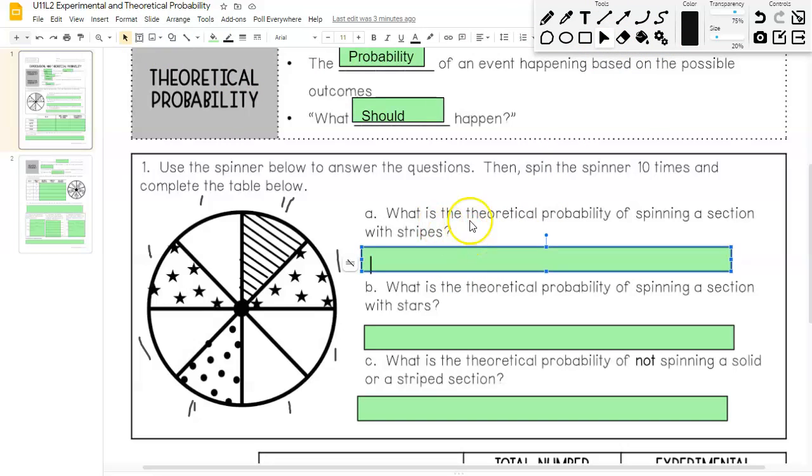So what is the theoretical probability of spinning with stripes? Well, there's one section with stripes, so that was 1 out of 8. Theory is based off of the outcomes that are there. What is the theoretical probability of getting a section with stars? There's 2 stars, so that is 2 out of 8, which is the same as 1 out of 4. What is the theoretical probability of not spinning a solid or striped section? So that means that you had to get this one, or this one, or this one. So that is 3 out of 8.